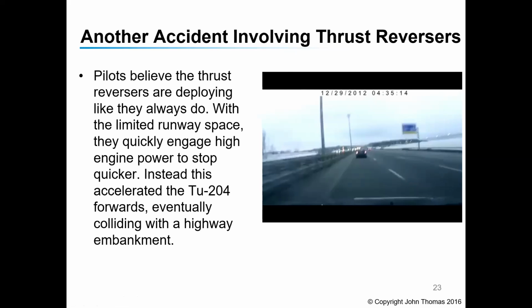The pilots, however, this was a little different, because the pilots believed that the thrust reversers would deploy like they always do. So with limited runway space, remember they landed a little late, they quickly engaged high engine power to stop quicker. Instead, because the thrust reversers were not deployed, the aircraft accelerated forward, eventually colliding with a highway embankment.